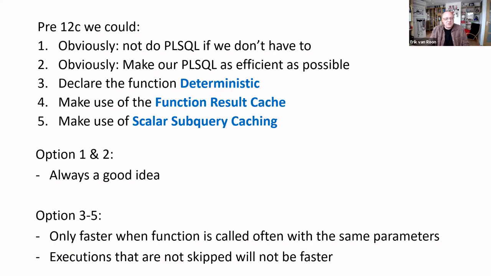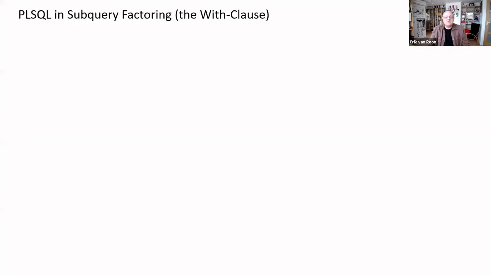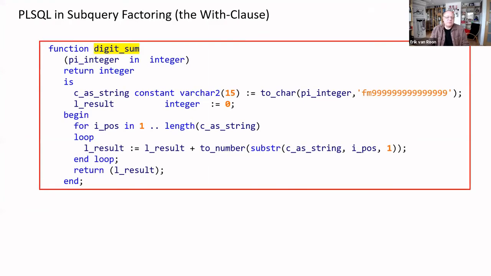So in 12c, they thought, we want SQL, we want PL/SQL, let's just combine them. And let's have functions declared in the WITH clause. How do we do that? Well, here's a function. It's a silly function. It takes an integer as a parameter. It just takes the integer apart and sums up all the digits and then returns that result. Not very useful for your everyday life, I think, but it's a function. It works. It's fine for demonstration purposes.